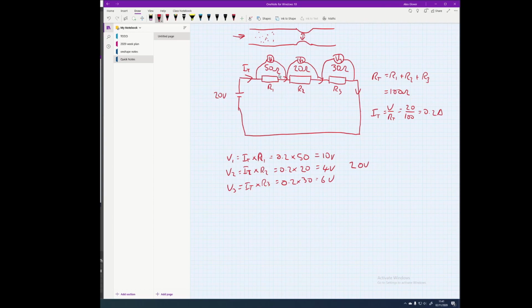Now if we add all those up, 10 plus 4 plus 6, we get 20 volts total. And that's true in a series circuit. All the voltages should add up to the total voltage.